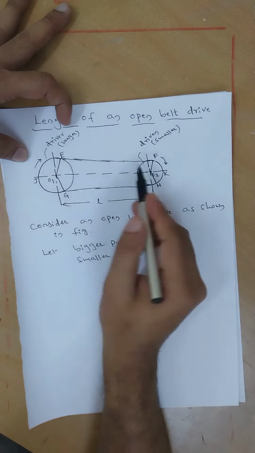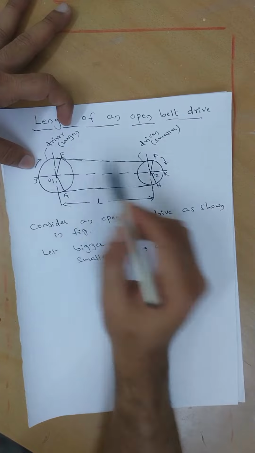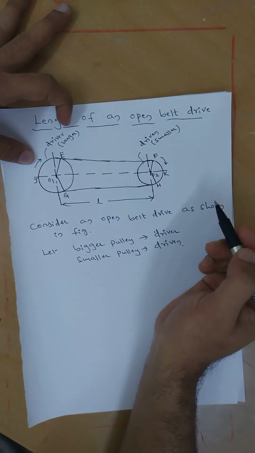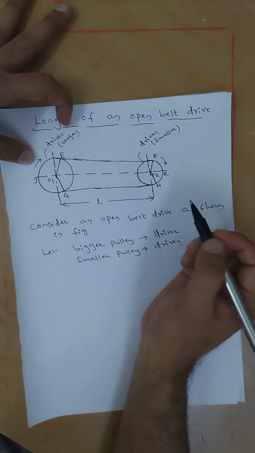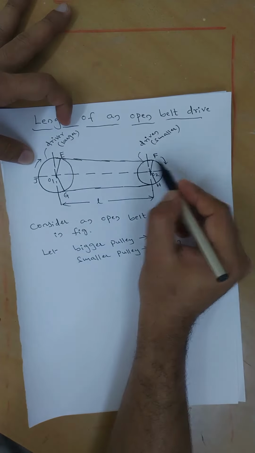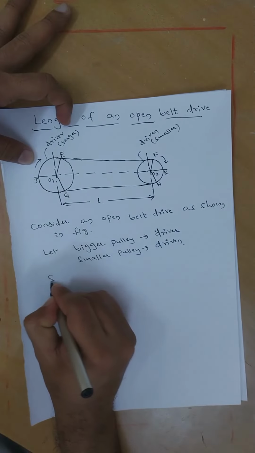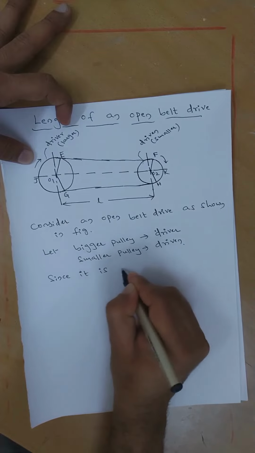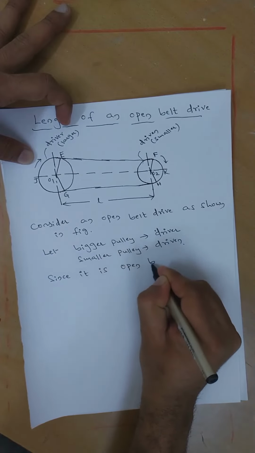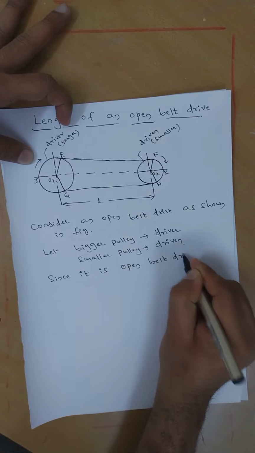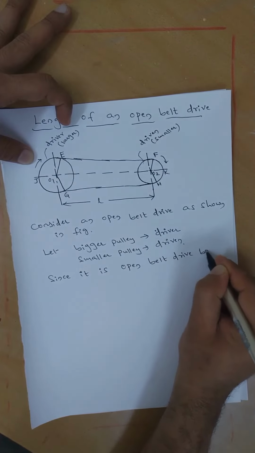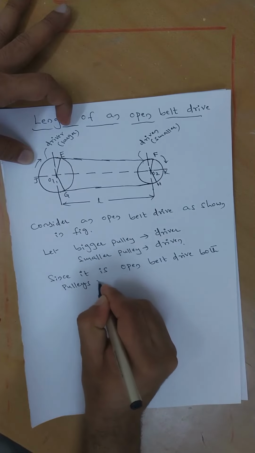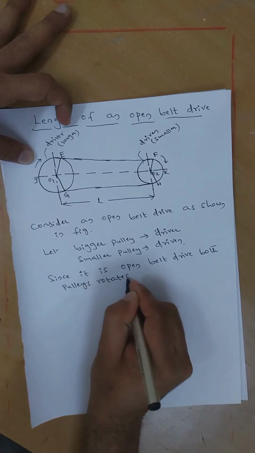As we know, in an open belt the driver and driven rotate in the same direction, either clockwise or anti-clockwise. Generally we consider the clockwise direction, as shown in the picture here. Since it is an open belt drive, both pulleys rotate in the same direction.